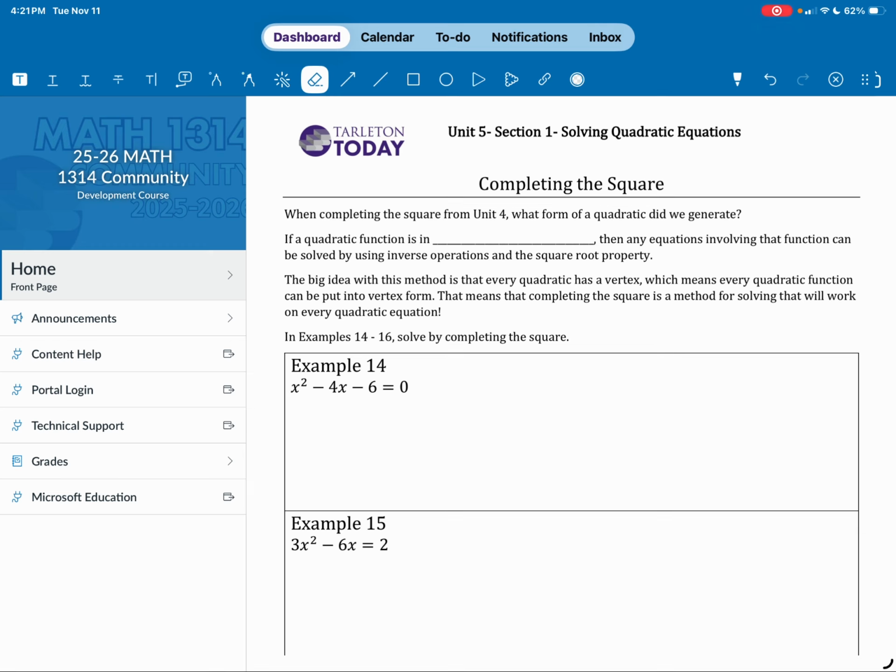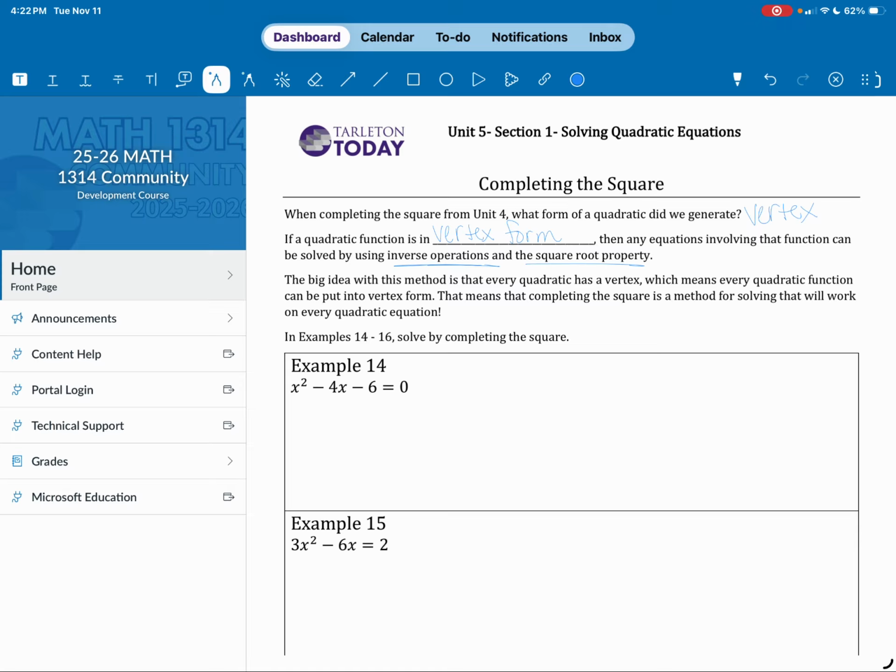But anyway, so when completing the square, okay, what form of the quadratic did we generate? So remember, we generated vertex form when you did completing the square. So if a quadratic is in vertex form, then any equations involving that function can be solved by using inverse operations and the square root. Okay.